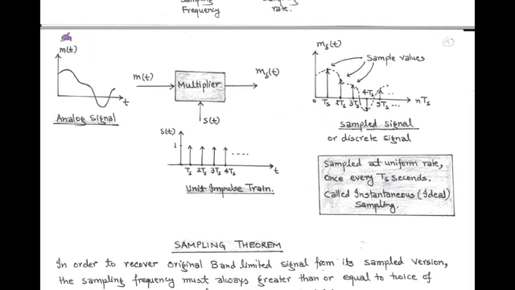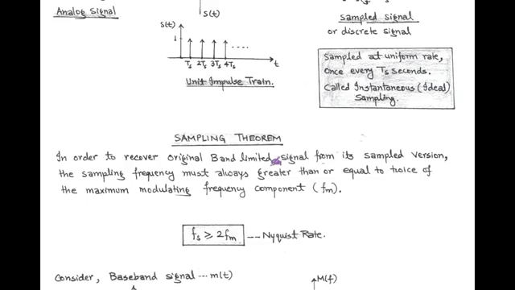Now we discuss the next topic, that is the sampling theorem. As we know, discrete signals are generated using the sampling process, and in order to recover the original band limited signal, we use the sampling theorem. So, according to the sampling theorem, we can recover the original band limited message signal from its sampled version by simply taking the sampling frequency fs always greater than or equal to twice fm. Here fm is called the maximum modulating frequency. And this criterion to recover the original band limited message signal from its sampled version is called the Nyquist rate. So according to the Nyquist rate, the sampling frequency must be greater than or equal to twice fm.